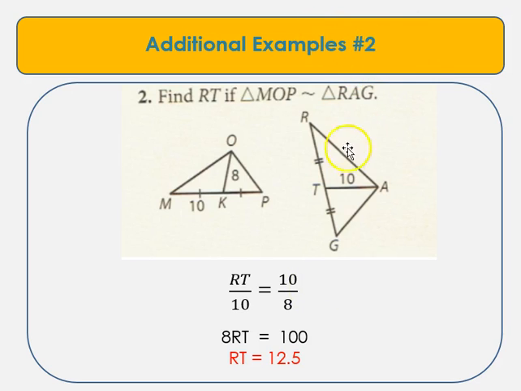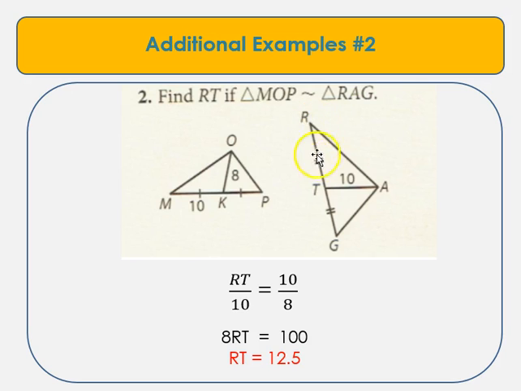A second example, we're going to solve for RT. That is the length right here in this large triangle, if triangle MOP and triangle RAG are similar. So we have medians. They're being dropped from the vertex here. And we're going to go ahead and set the medians in proportion to each other and 2 of the side lengths to each other. So I'm going to take the portion we're solving for, RT, and start with that.